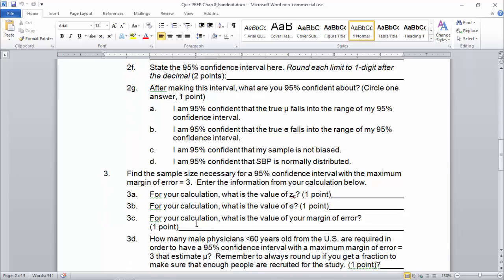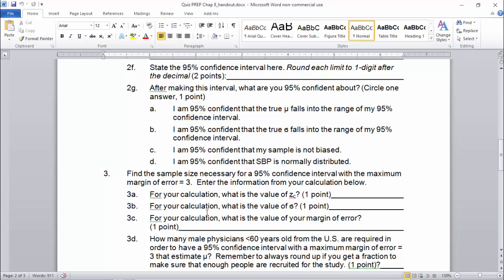C is I'm 95% confident that my sample is not biased. You can't know that. That has to do with how you screwed up your sampling. So that has to do with sampling. That's chapter 1, blah, blah, blah. And then finally, D is I'm 95% confident that SBP is normally distributed. Well, you can't figure that out from confidence intervals. You have to actually do a study and make histograms. You have to just measure people.